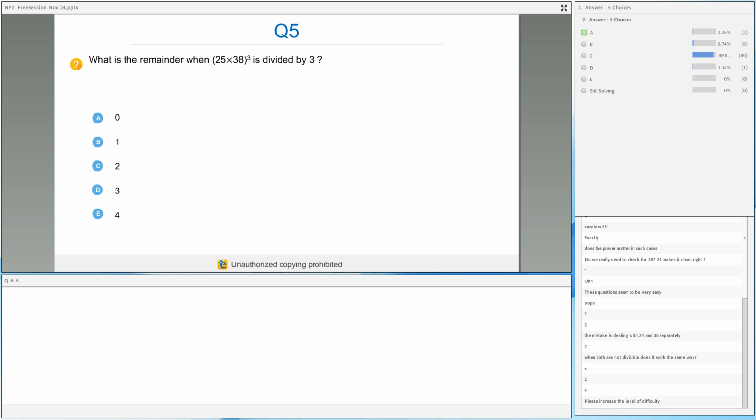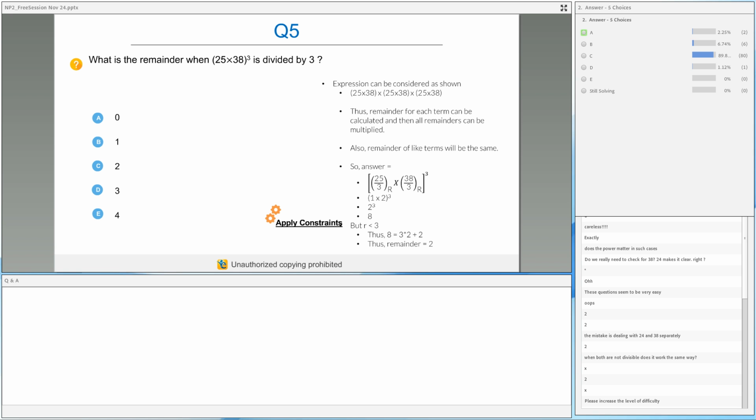Those of you who ended up marking A, B, or D, let me explain it to you clearly what the fundamental principle behind this is. So those of you who marked A, you did not notice that none of the numbers, neither 25 nor 38, is divisible by 3. So if none of them is divisible by 3, then obviously the remainder cannot be 0. That is one conclusion that you should have made. So two of you marked the answer as A.